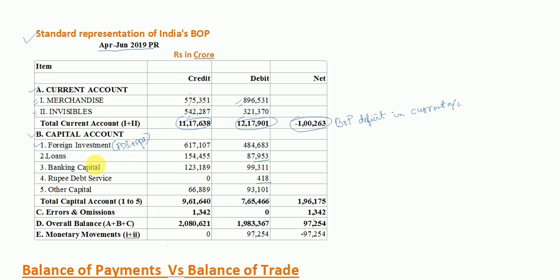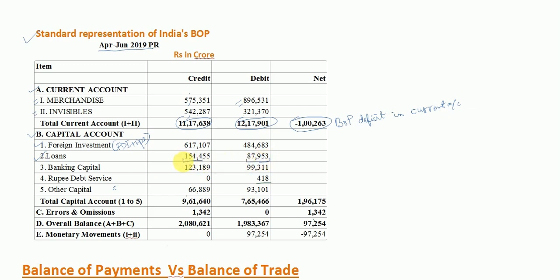6,17,107 crore rupees from the foreign, and India also invested in other countries an amount of rupees 4,84,683 crore. And under the subcomponent loans or debts, India receives an amount of 1,54,455 crore rupees from the foreign. On the other hand, India gives a loan of 87,953 crore to the foreign countries. So this is the debit amount of India.